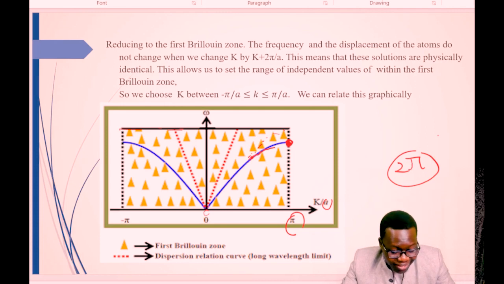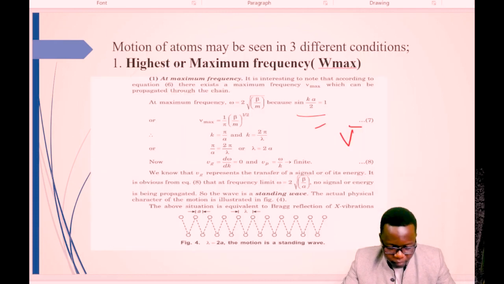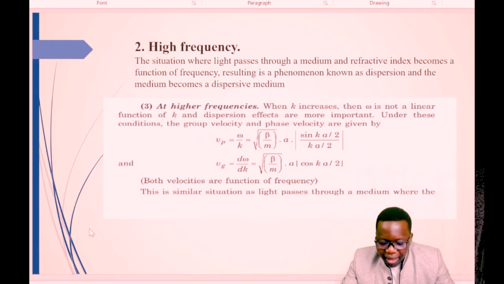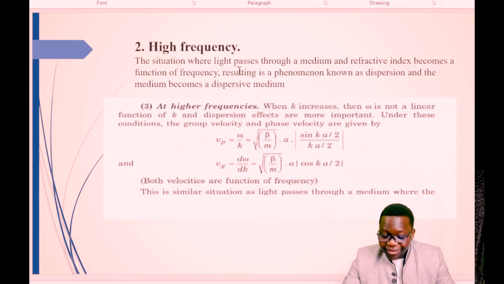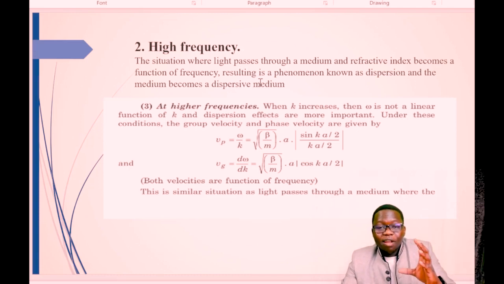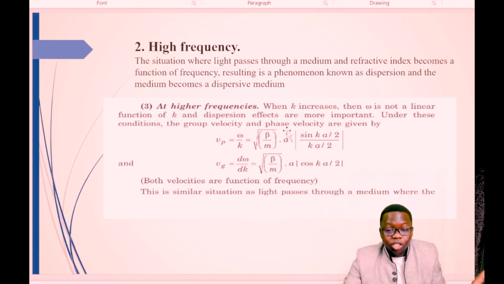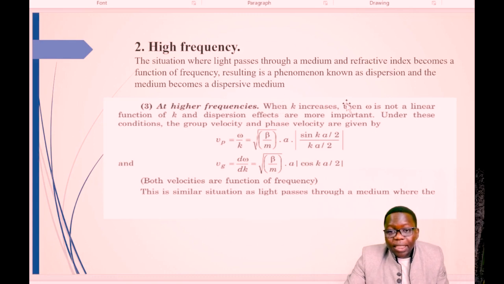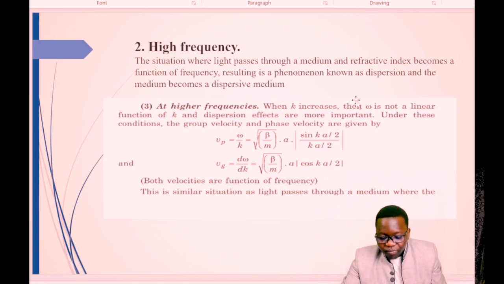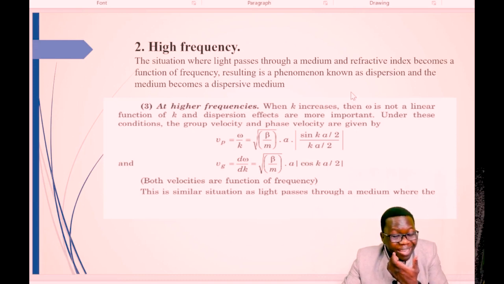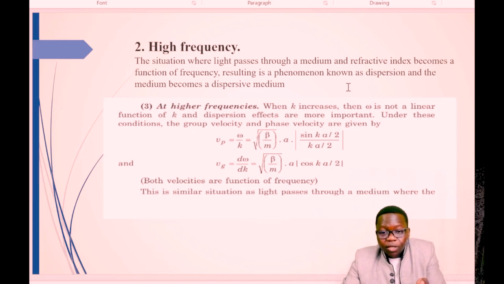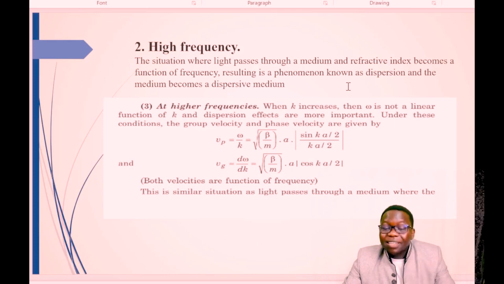So what would that signify? That at a high frequency, the light passes through the medium, and then the refractive index now becomes a function of frequency. Like it now starts relating to frequency. And that's what we call dispersion. It's a phenomenon of dispersion, and then that medium that behaves like that becomes a dispersive medium.